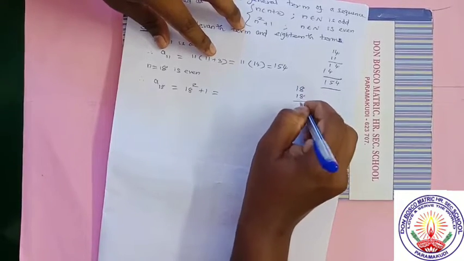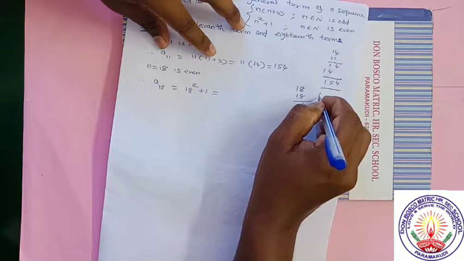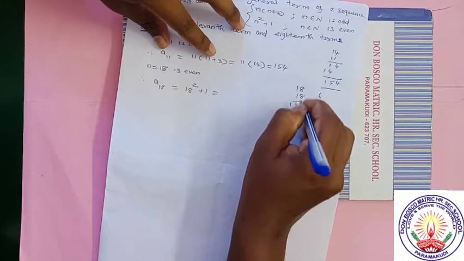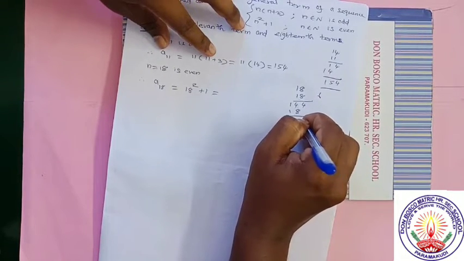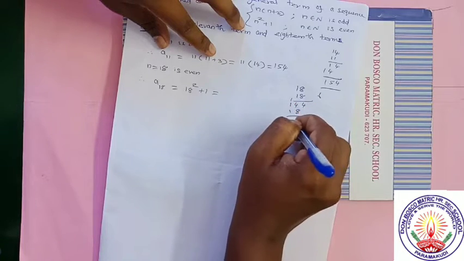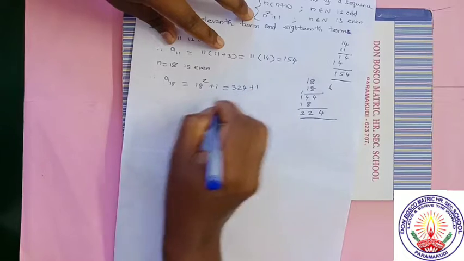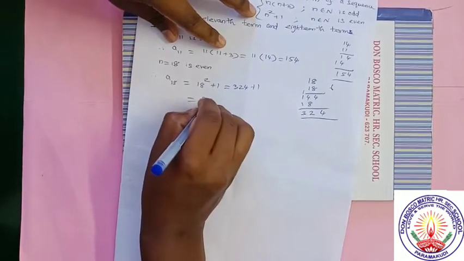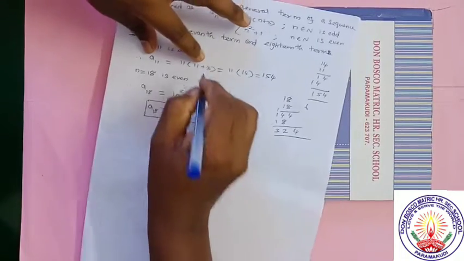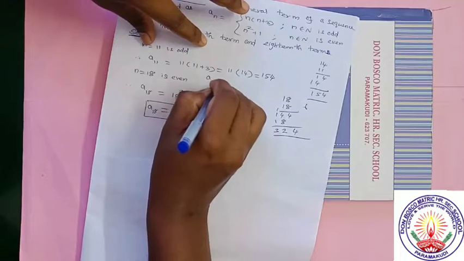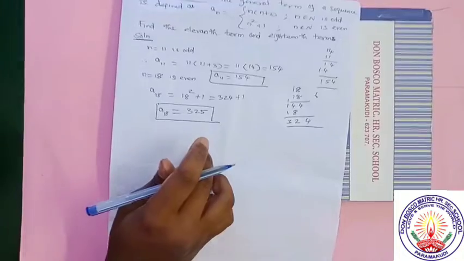18 into 18. 8 8s are 64. 4 remaining 6. 1 8 is 8. 8 plus 6 equal to 14. 1 8 is 8. 1 1 is 1. So 4. 4 plus 8 12. 2 remaining 1. 1 1 1 1 is equal to 3. So answer 18 square is equal to 324 plus 1. 324 plus 1 is equal to 325. Therefore, A18 is equal to 325 and A11 is equal to 154. So answer is 154 into 325.